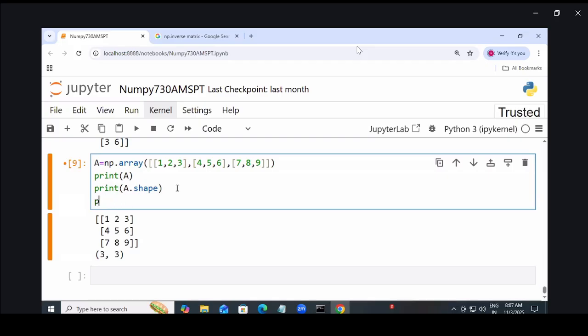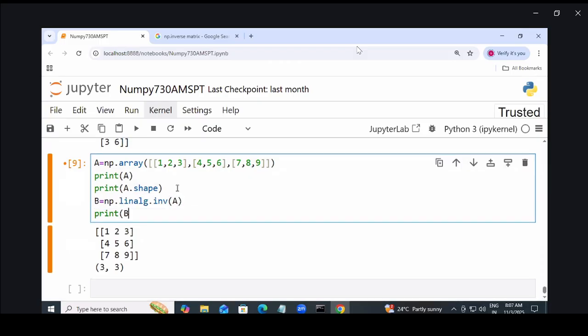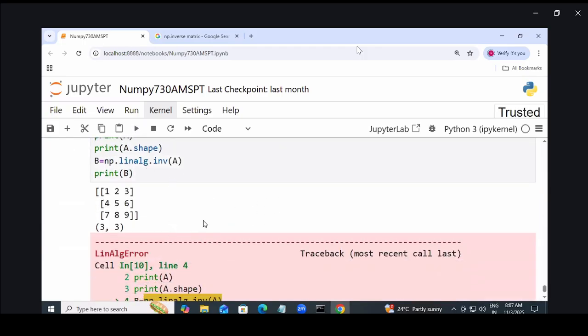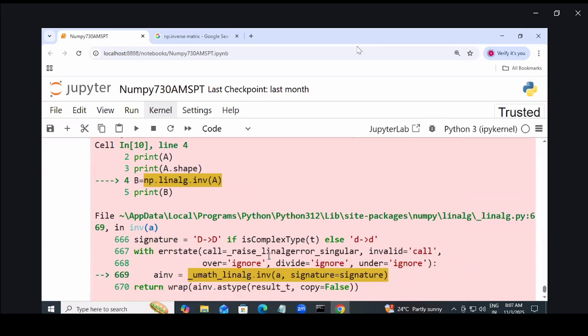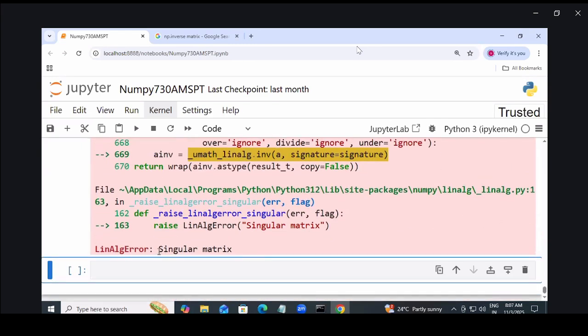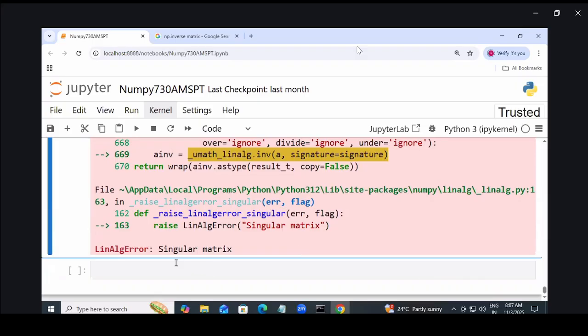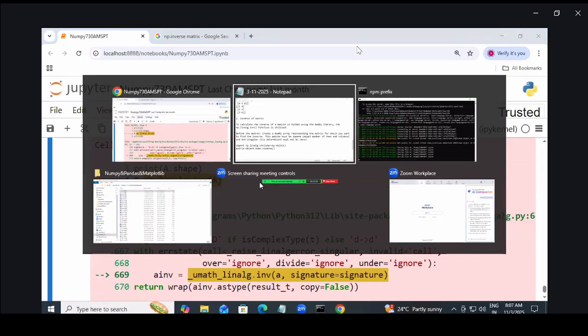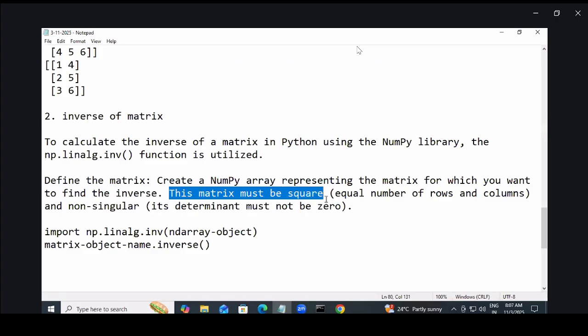And at the same time, you should see that the determinant should not be equal to 0. So I'm writing inverse b equal to np.linalg.inv of A. Now what is the error? It says that this matrix is a singular matrix. So the determinant should not be zero, and this matrix must be a square matrix.